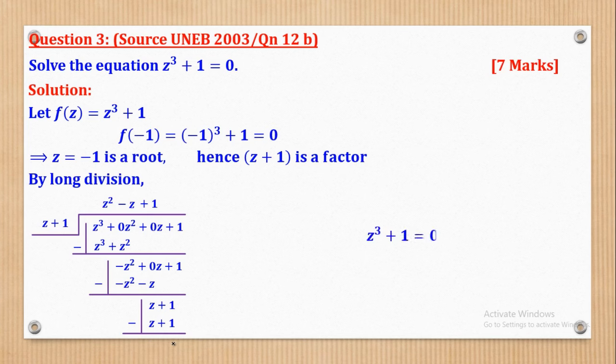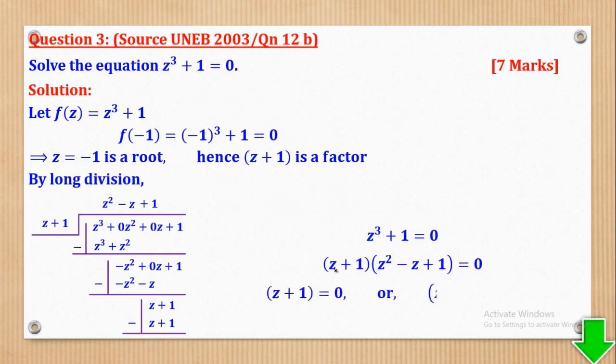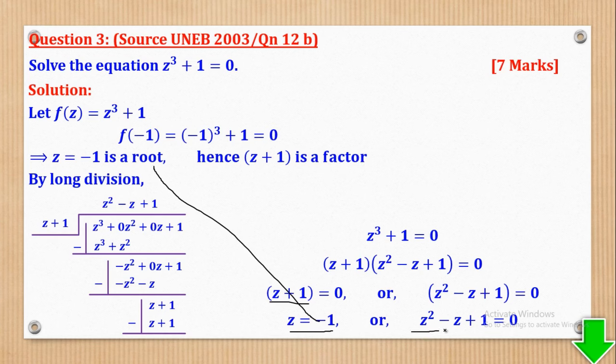So what does that mean? It means that this cubic equation here can be written as a product of this factor with this quotient. So now either this is equal to 0 or this is equal to 0. For this equal to 0, I'll come up with z equal to negative 1, which you already know. But now this one, you don't know the roots yet. So since it is a quadratic, we need to use the bulldozer method.